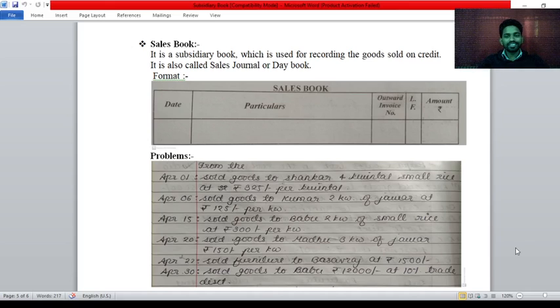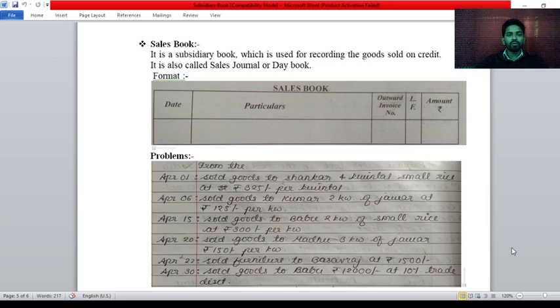Hi students, in the last class we saw the purchase book as well as the purchase return book, and I hope all of you understood them. So now in this session we will see the sales book as well as the sales return book.